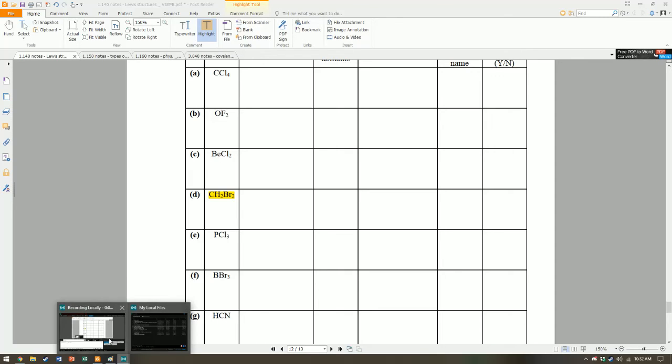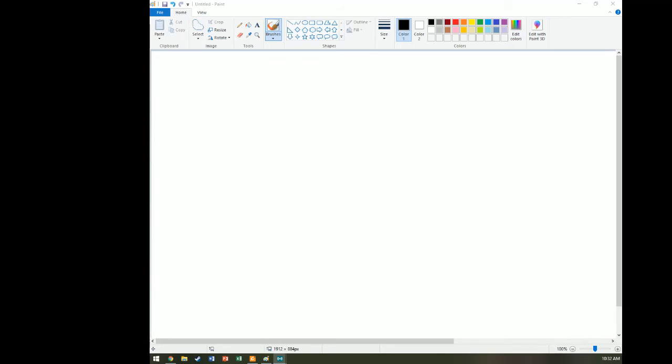Firstly, you can skip a few steps, but I'm going to go through it as formally as possible. What I'll do is I'll draw this, C, H, H, that's a terrible wedge. Then we're going to do the dash. I'm not going to draw on the lone pairs on the bromine, just too much work.